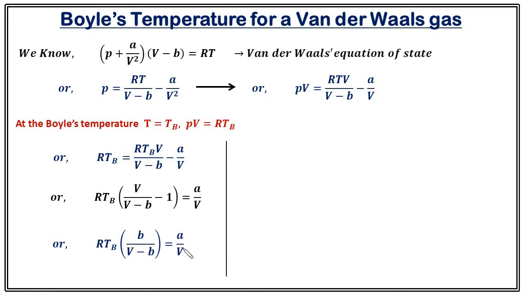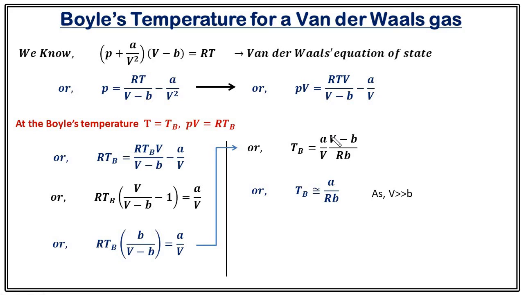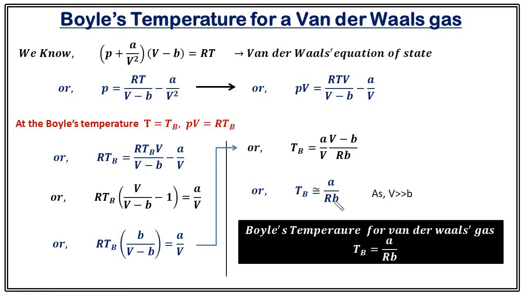And then further simplify it so that we can write T_B = (a/V) × (V − b)/(Rb). Here b is the co-volume, which is a correction term. The correction term is 4 times the total volume of the molecules, and V is the total volume of the gas, that is the volume of the container. In that scenario, b, this correction term, is much less than V. So if we use that criterion, then we can simply write V − b is approximately equal to V. Therefore T_B = a/(Rb). This is the expression for the Boyle's temperature for a van der Waals gas.